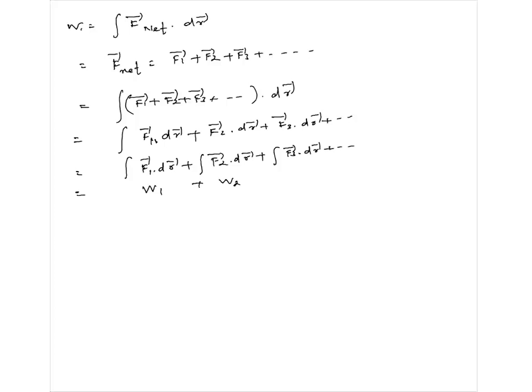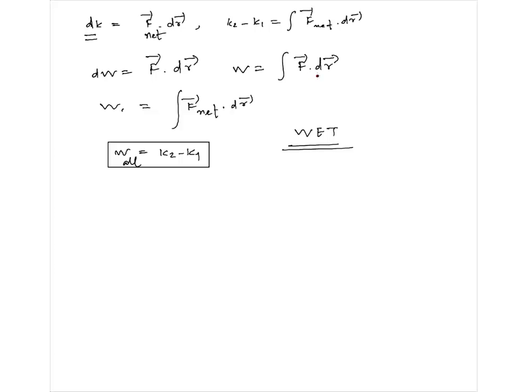W1, W2, W3 and so on. So whether you calculate individual work or you calculate the overall work by the overall force, the result is going to be the same. Work is a scalar, so that's expected. How did we define work? Dot product of something. So work is scalar, so you can add work like numbers.